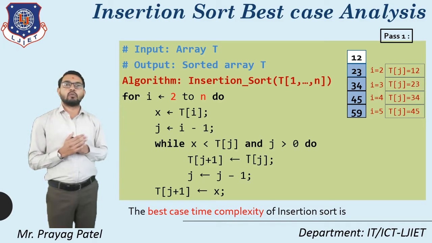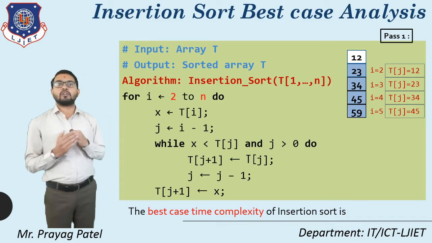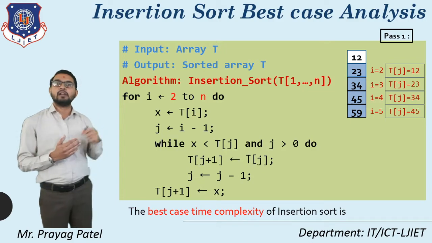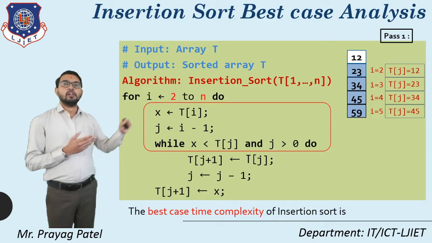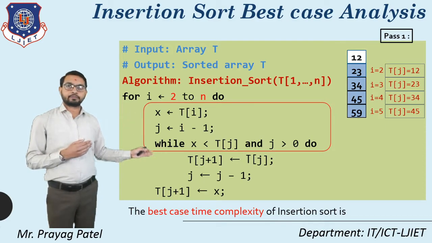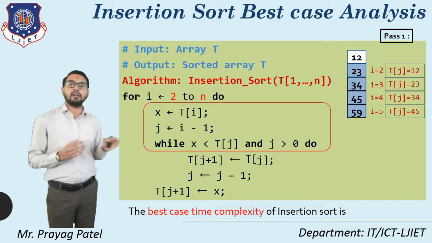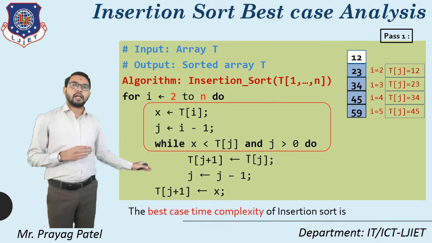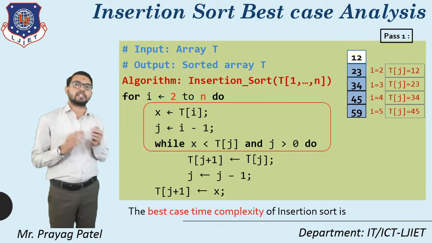Now t of j equal to 45 because j equal to 4 and i equal to 5. So t of j equal to 45 and x equal to 59. So the condition 59 less than 45 will not be satisfied. That's why we can say that no shift operation will be executed. So in this while loop, not a single time do you move into the while loop to swap the location t of j plus 1 to t of j and j equal to j minus 1. These two statements will not be executed even once.